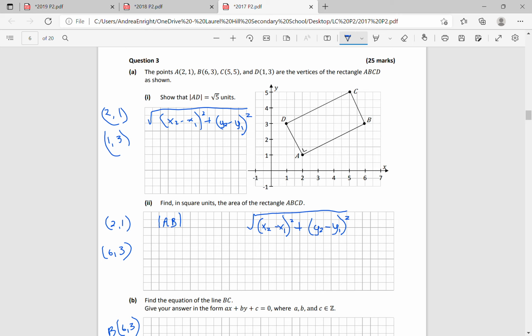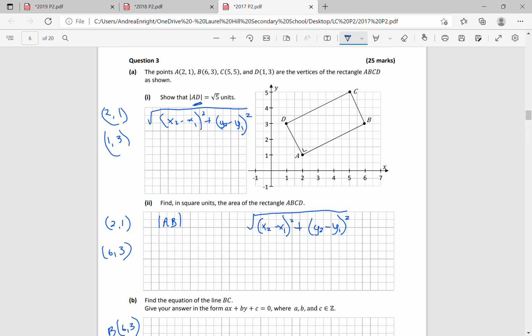2017 question 3 and question 8. Okay, so question 3. Points A, B, C and D are the vertices of a rectangle. Show that the length of AD is root 5. So two straight lines either side of this means the length. So you need the distance formula.